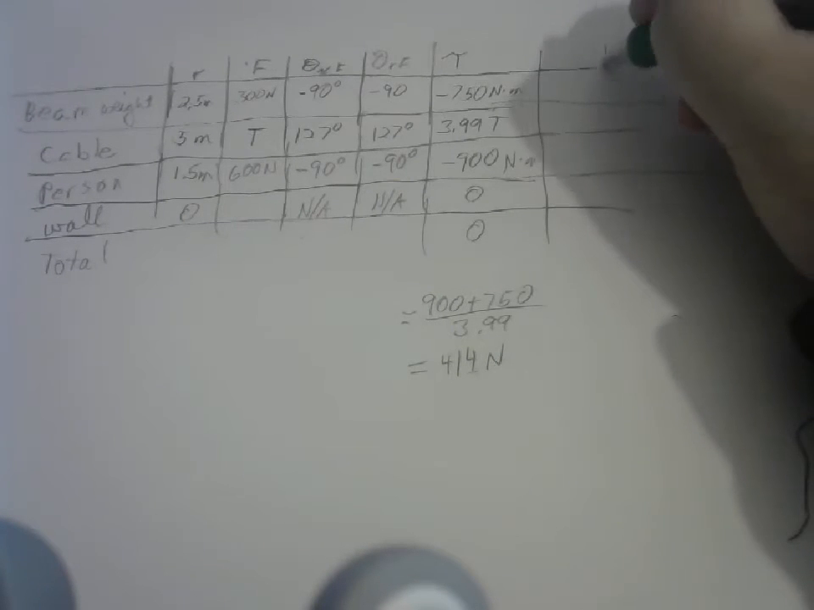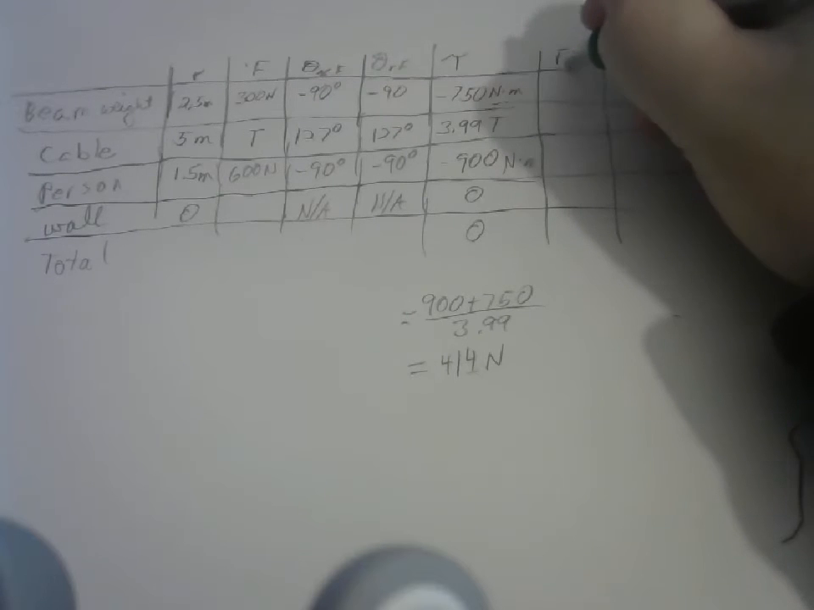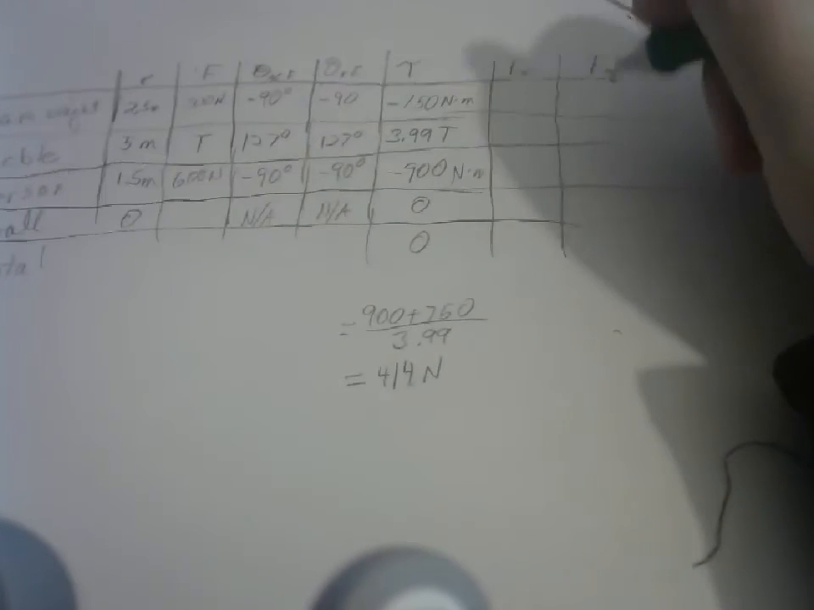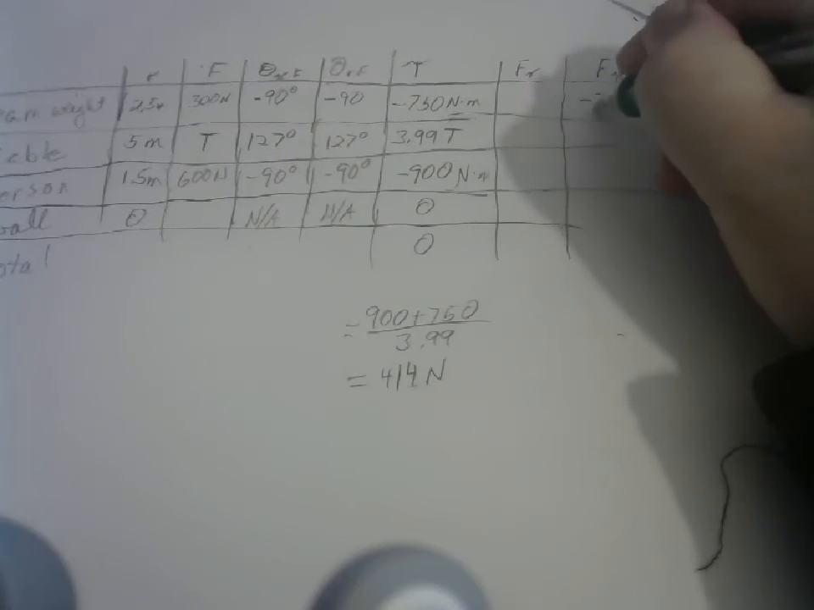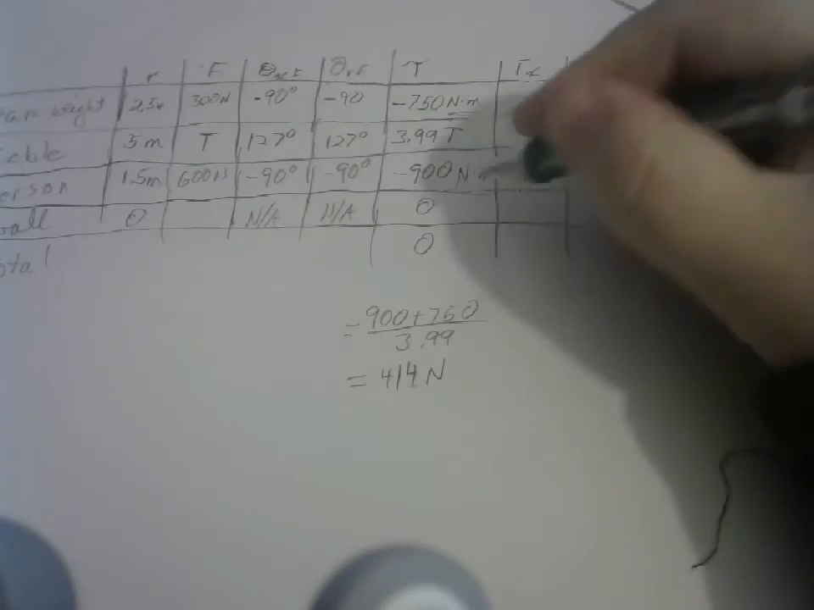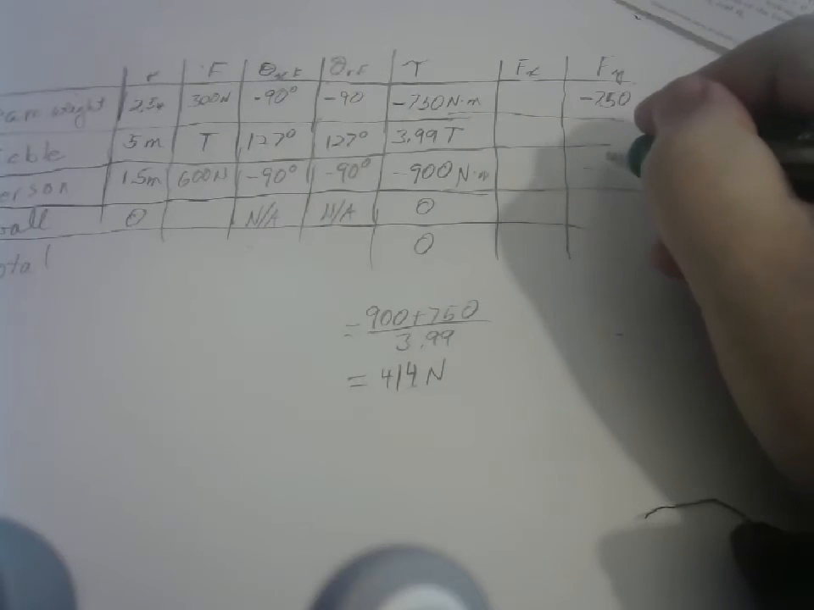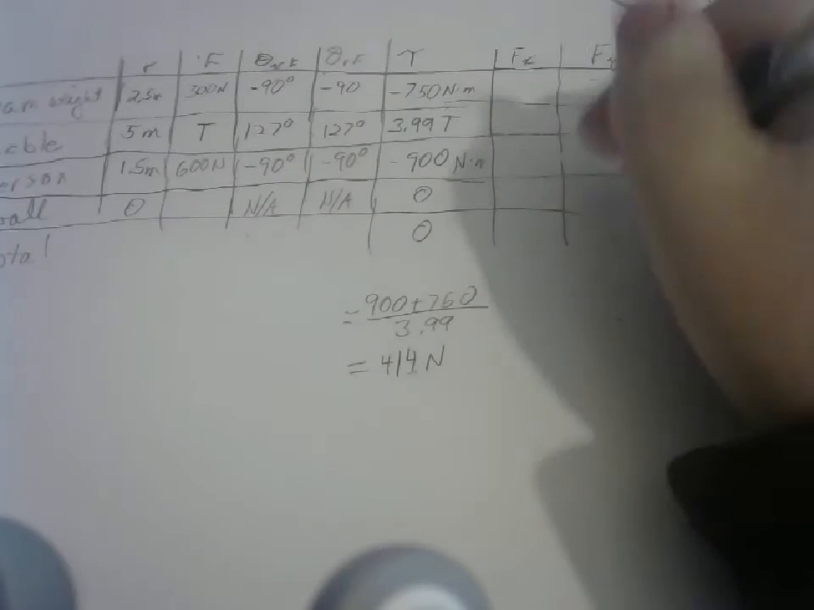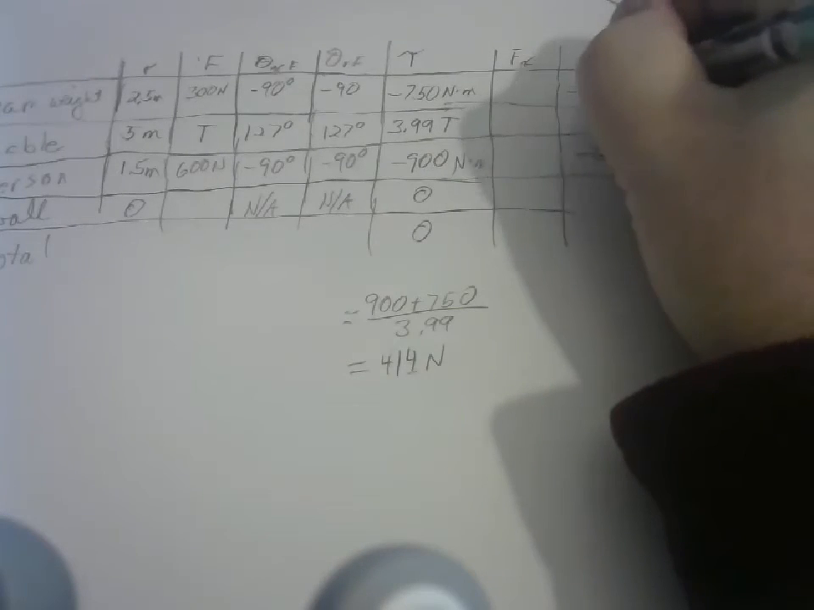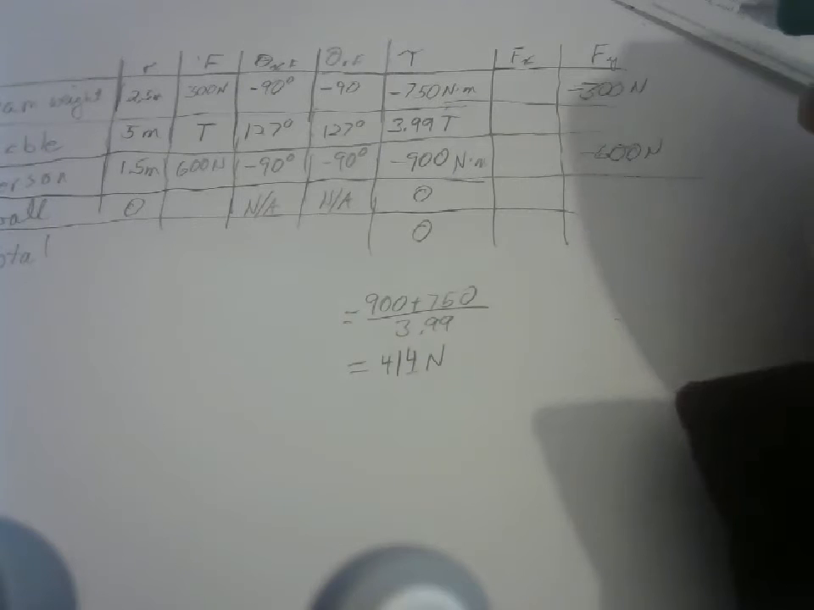So let's look at the force in the x direction and the force in the y direction. For the beam weight, we will have that force is going down, negative 750 newtons. For the person's weight, that force is going down at 900 newtons. No, we don't want the torque, we want the force. Sorry. Negative 600 newtons right here, and negative 300 newtons right there.